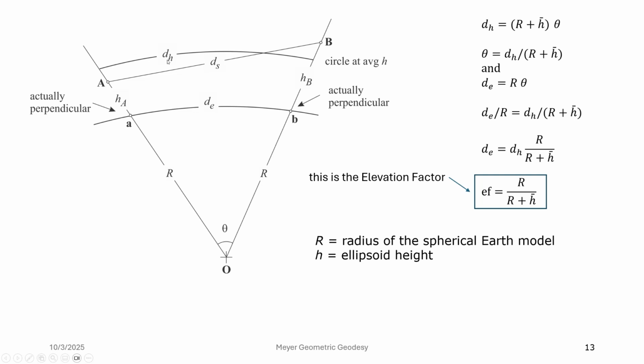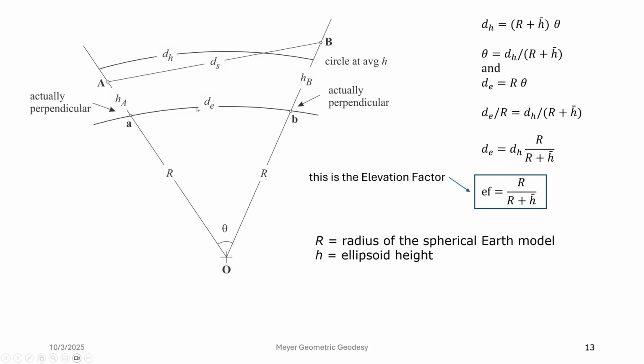But if we're going to say that the horizontal distance from A to B is d sub h at the average height between A and B, well, we know what the radius out to d sub h is. It's the radius of our sphere plus the average of HA and HB. So we know the radius. That would allow us to solve for theta. Similarly, by exactly the same logic, we can apply that logic to d sub e.